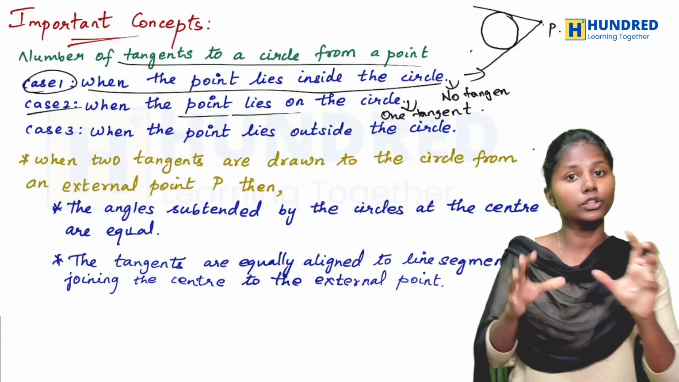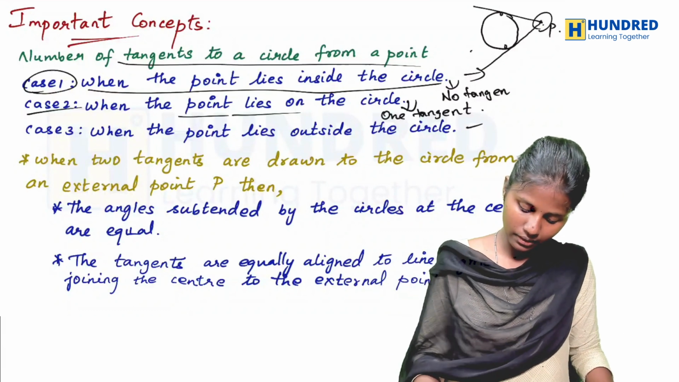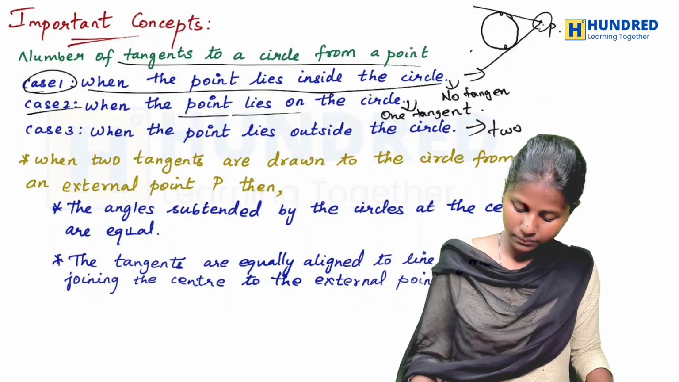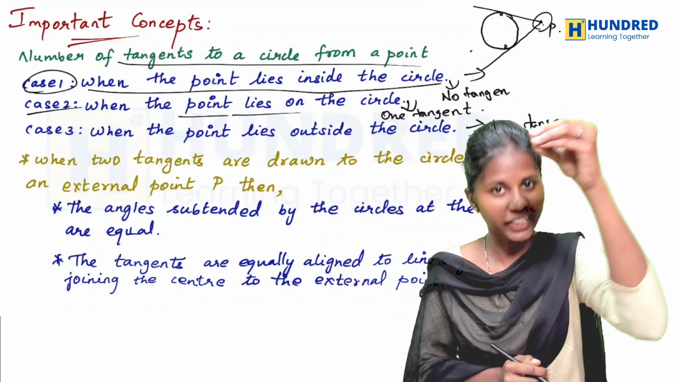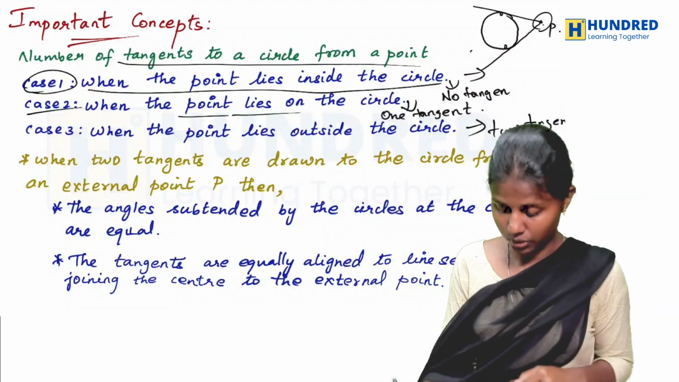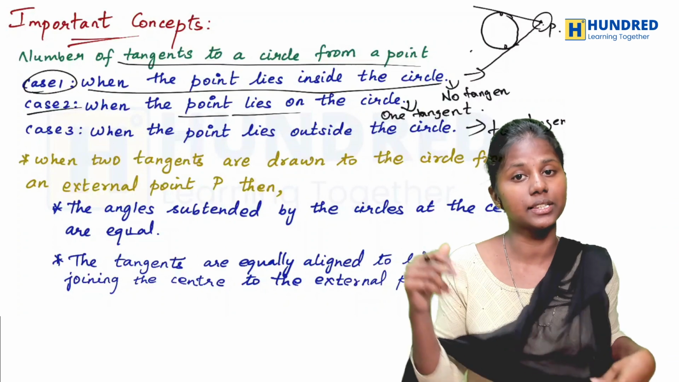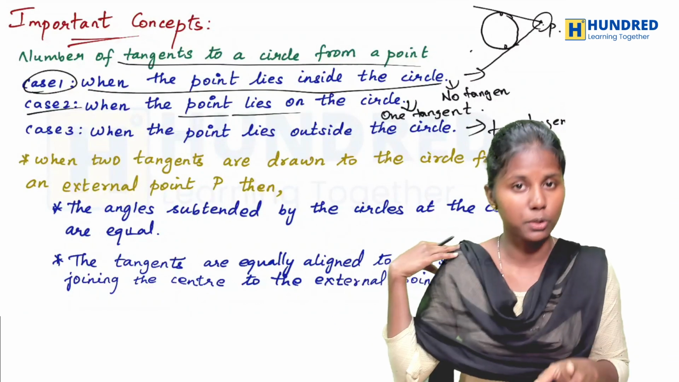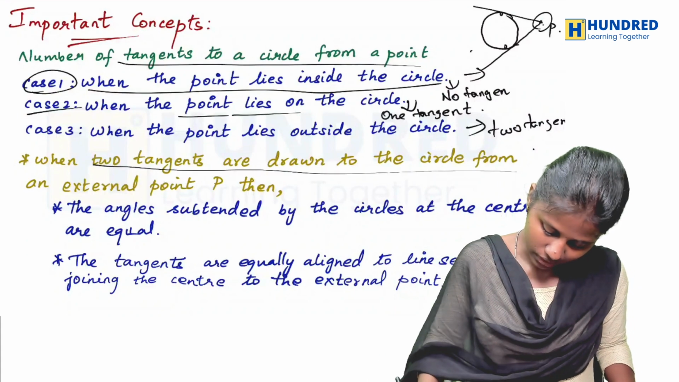I am able to draw two tangents from a point outside the circle. You got it? When a point lies inside, no tangent will pass through the point, and when it is on the line, there is the possibility of one tangent, and when it is outside the circle, there is the possibility of two tangents.